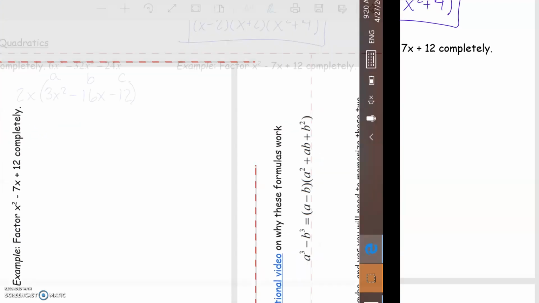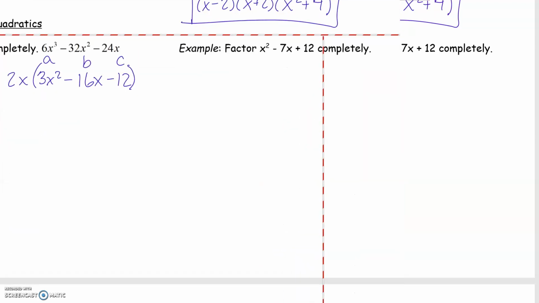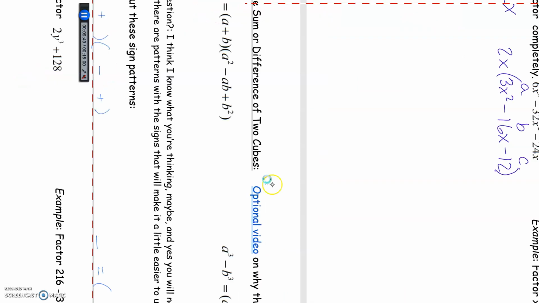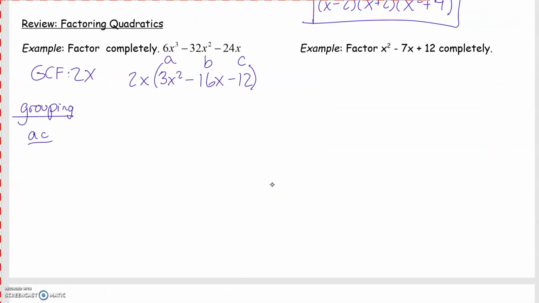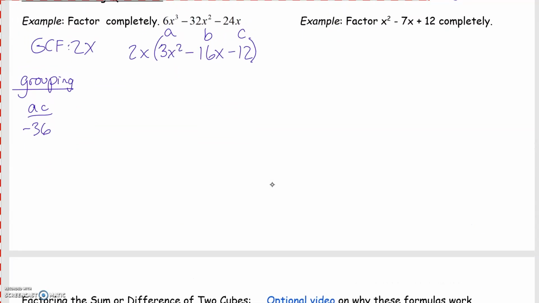3 times 12 is just going to give us negative 36. Now, negative 36, when we multiply those two terms together, we need to see what will add up to give us the negative 16. Okay, so what are the two factors of negative 36 that'll add up to give us negative 16?